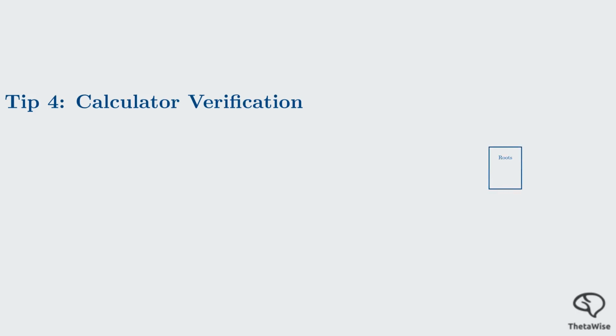If your calculator has a polynomial solver, use it to find the roots first. This tells you exactly which numbers to test with the factor theorem, saving you precious minutes during the exam. However, you must still show the manual substitution to gain full marks.